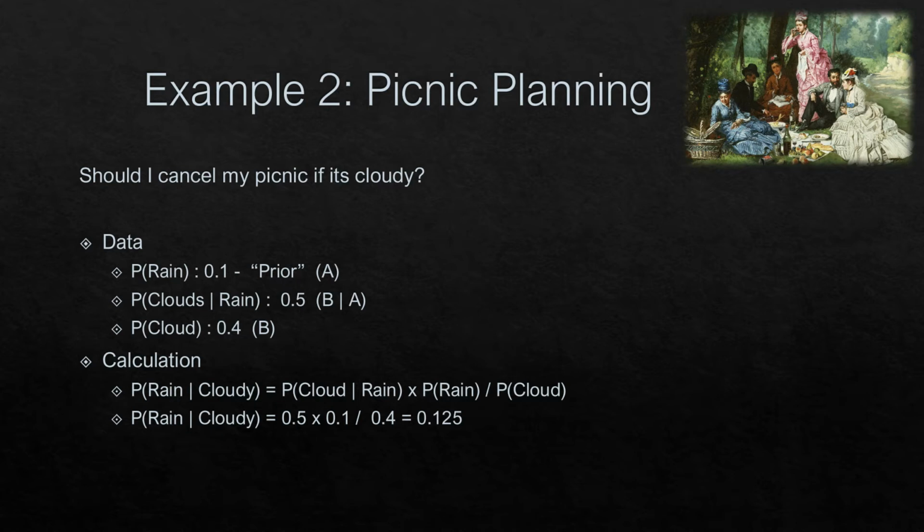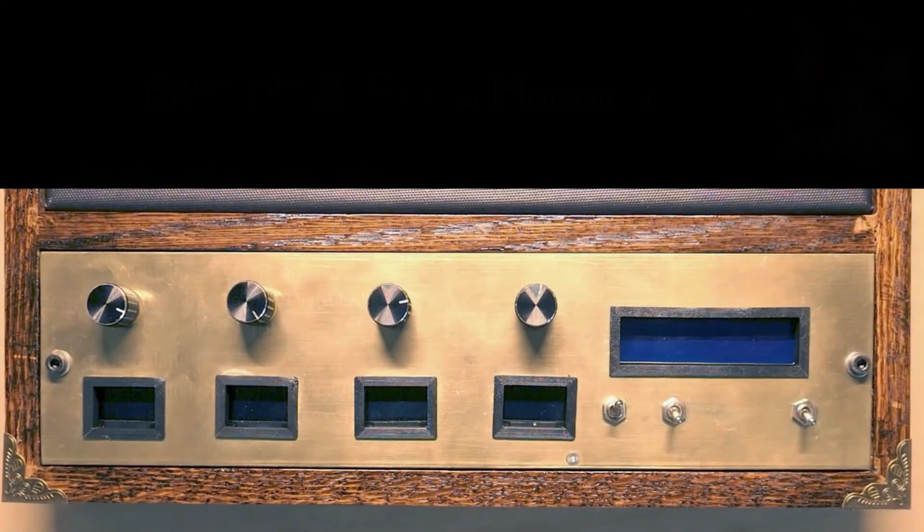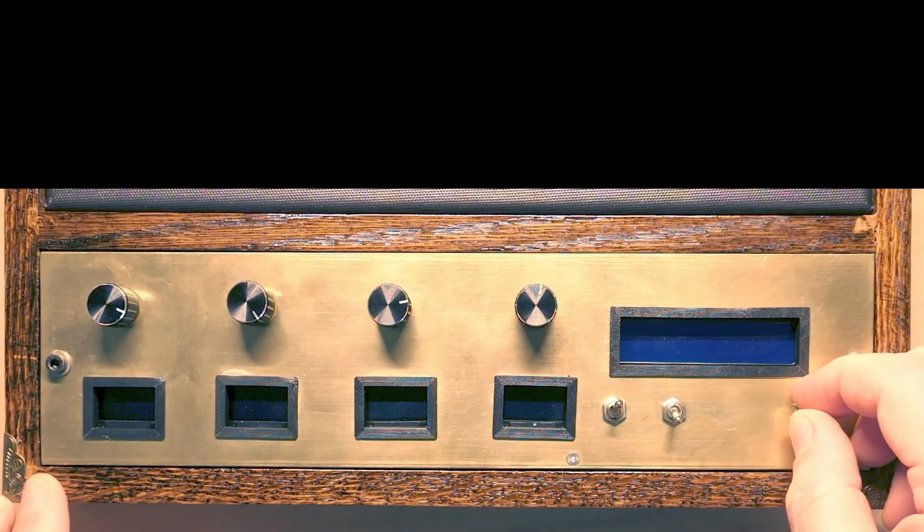So our calculation this time is going to again just follow the Bayes theorem directly. The probability of rain given it's cloudy is the probability of cloud given it's raining times the probability of rain over the probability that it's cloudy. So we'll feed in the values and then look at the results on the calculator. Let's see if we should have a picnic. Let's turn on the calculator.